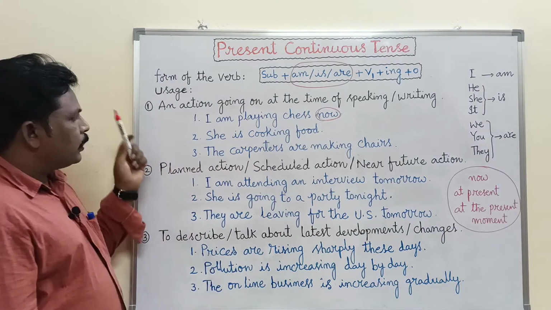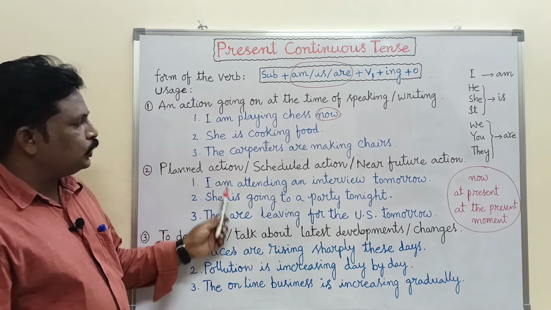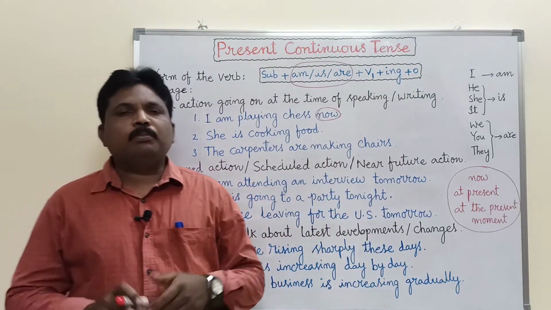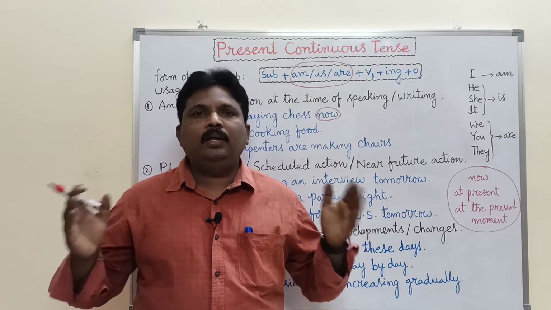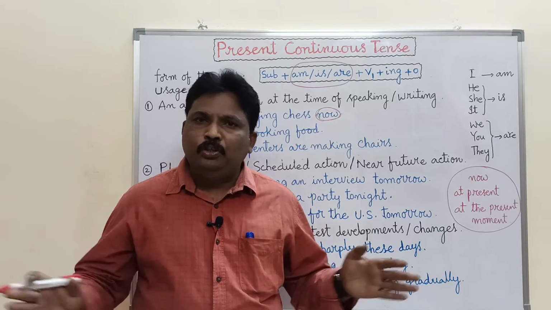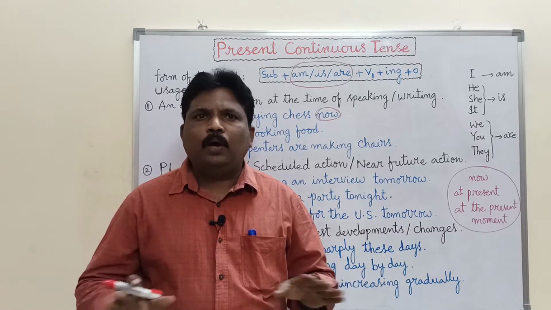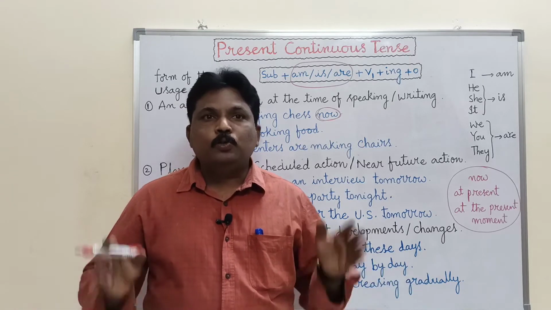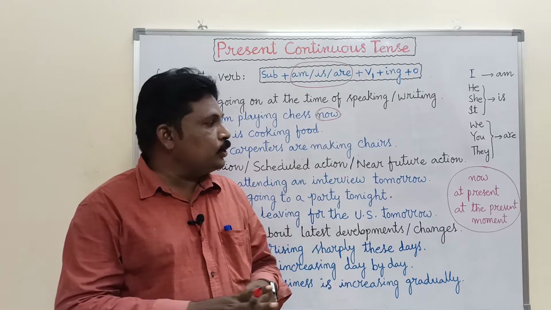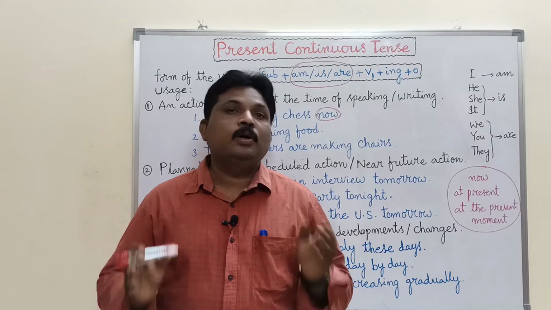Second usage, present continuous tense is used to express a planned action or scheduled action or near future action. Sometimes we have planned actions. Sometimes we have scheduled actions. Our actions are scheduled and there is a pre-plan. According to the plan, our actions are carried out. So whenever we talk about planned actions or scheduled actions or near future actions, present continuous tense is used.